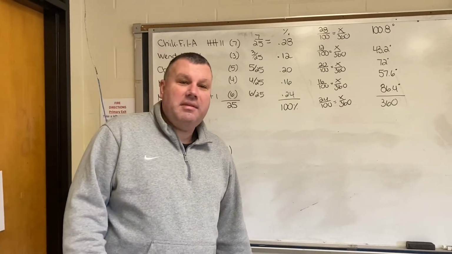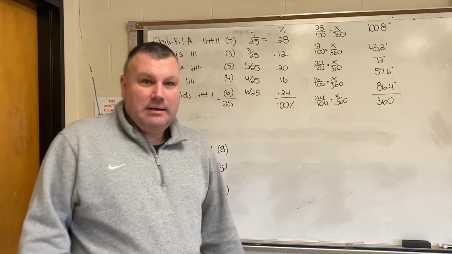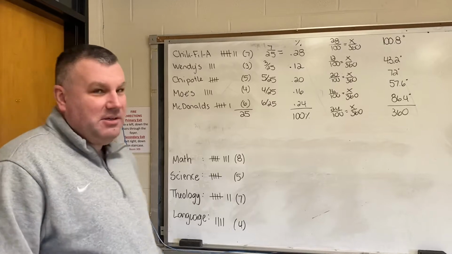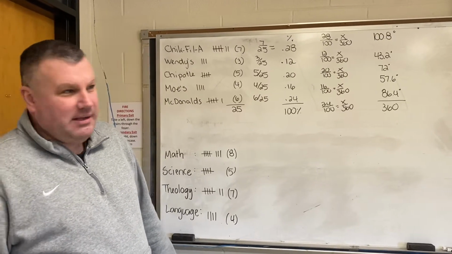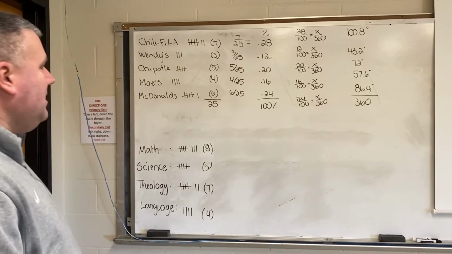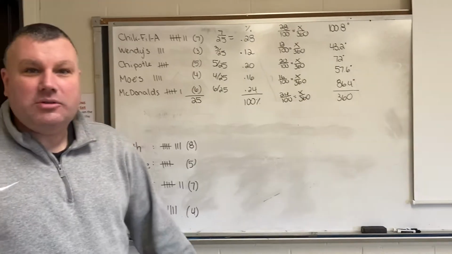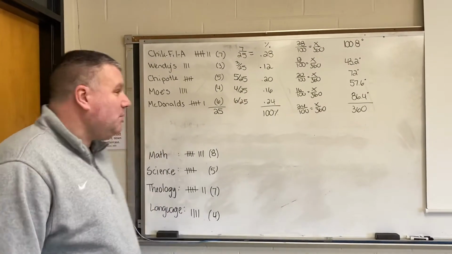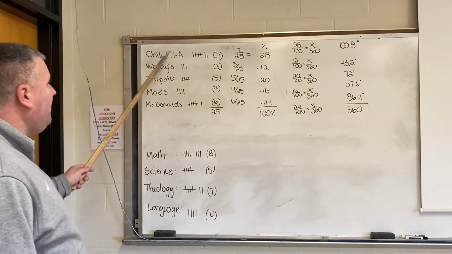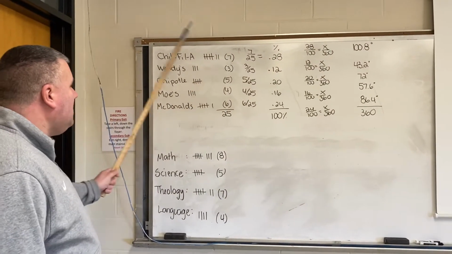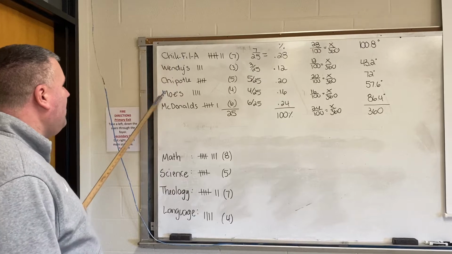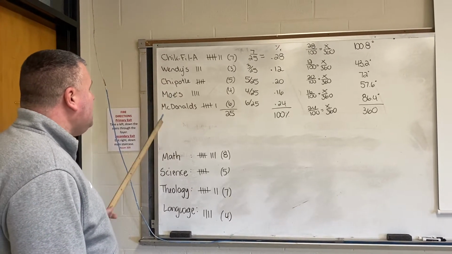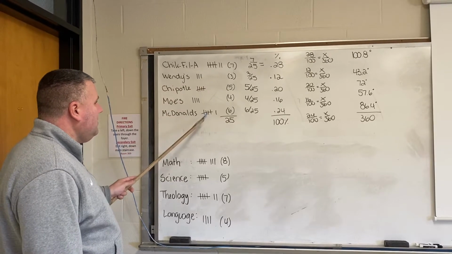To continue our theme with statistics, I know you look under the board here and wonder, what did he just write? Well, let's take a look at this. I told 25 students what their favorite restaurants were, and these were their recordings. We have Chick-fil-A with 7, Wendy's with 3, Chipotle with 5, Moe's with 4, and McDonald's with 6. So this is the total amount of responses.